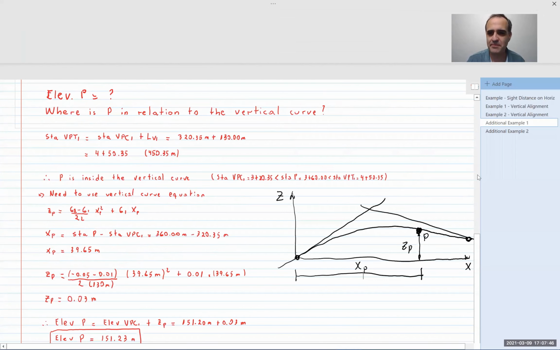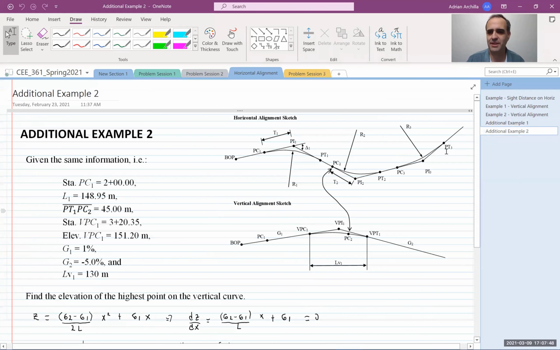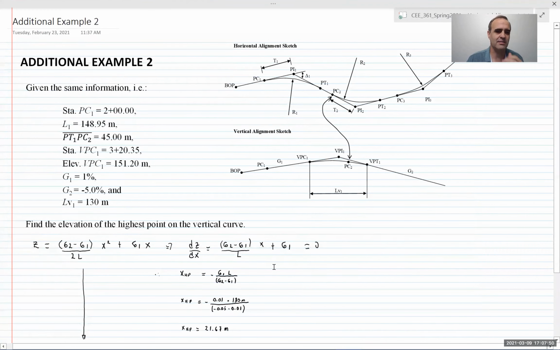Okay. The fourth problem is basically the same thing. Again, I'd like to give you variations of the same thing. And this problem, you can see it's basically the same problem. I just ask a different question. Find the elevation of the highest point on the vertical curve. And the other day I gave you some equations to figure out what the highest point is. Highest point is the point where you reach the maximum elevation.